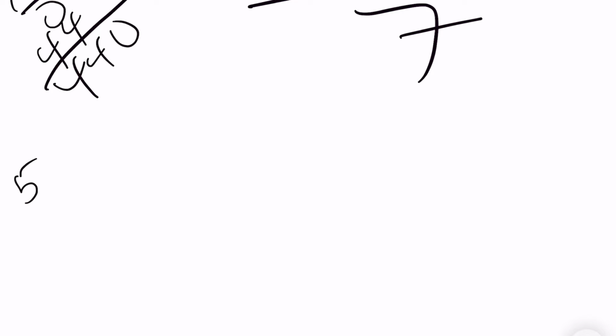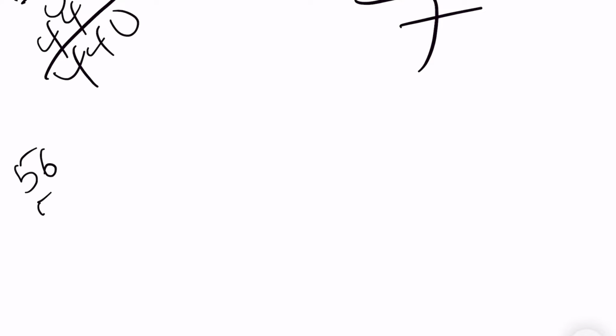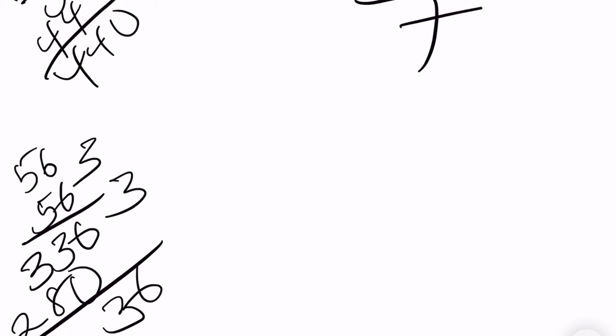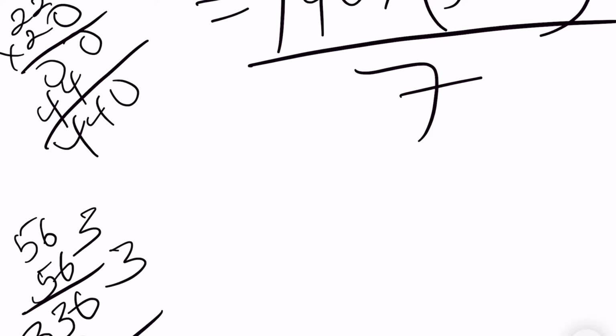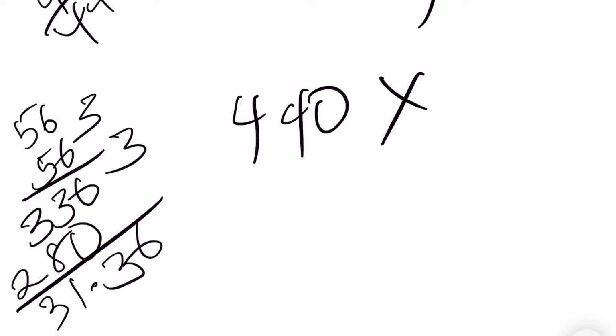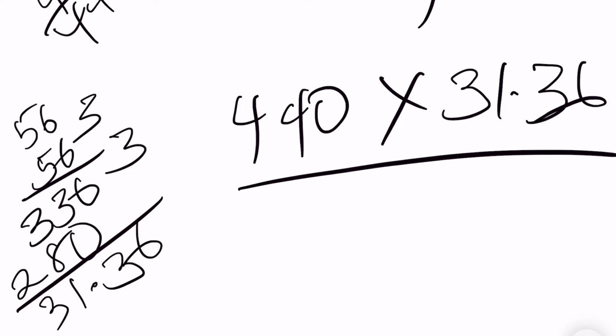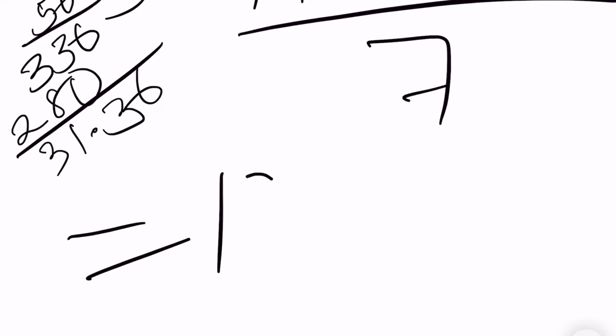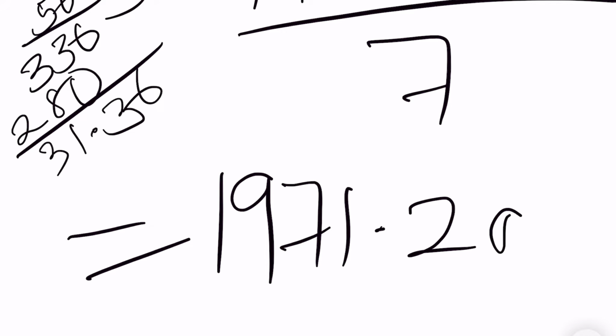So when we have 5.6, we remove our point first. 56 times 56. 6 times 6 is 36, write 6 carry 3, and so on, and we have 3136. So we have it to be 440 times 31.36 over 7. Using our calculator, when we solve this, we have it to be 1971.2 meters cubed. This is our volume, which is the first step in finding the volume of the earth dug out, and the height itself.